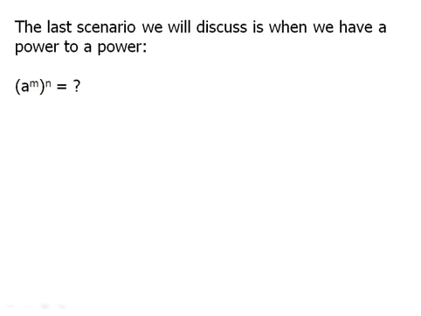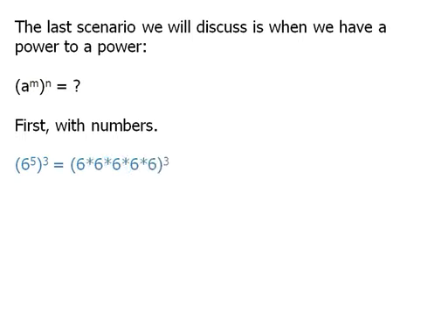The last scenario we will discuss is when we have a power to a power. So we have a to the m and that whole thing to the n. And again, we're going to think this through in terms of the fundamental laws of exponents. If you know this in terms of the fundamental laws of exponents, you will understand it much more deeply. So let's start with numbers. 6 to the 5th and that whole thing cubed. Well, of course, 6 to the 5th, what that means fundamentally is 5 factors of 6 multiplied together. So we have 5 factors of 6 multiplied together in the parentheses, and we're cubing that.